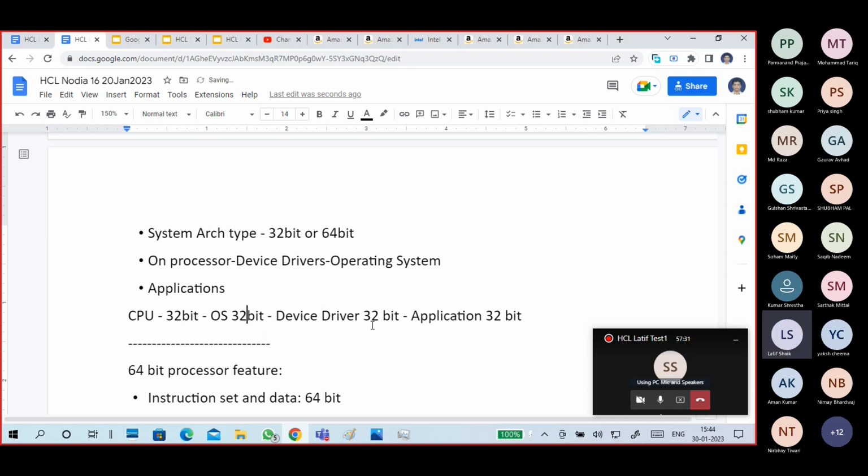Yeah, this icon is not required. Space is not required. That is what I am trying to write here.